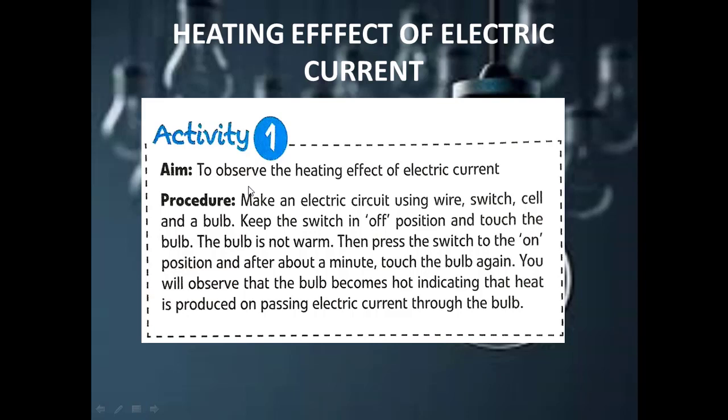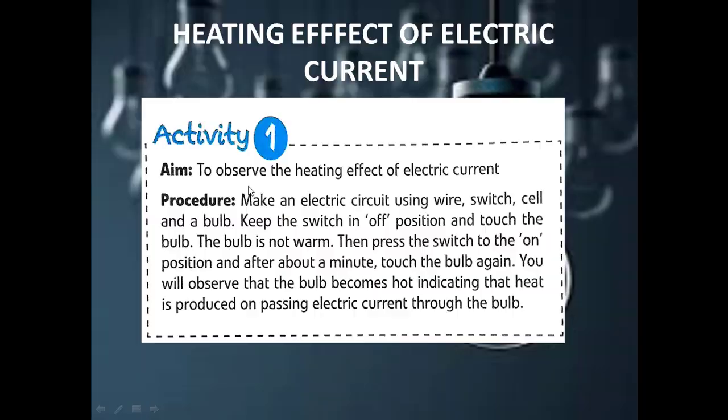Now you press the switch to on position. So what happens? As per our concept, when you press the switch, the circuit gets completed and the current will flow using the source, that is the cell. Allow the bulb to glow for about a minute or two. After that, touch and observe the bulb. Definitely the bulb will be hot. You will observe that the bulb has become hot. This indicates that heat is produced on passing electric current through the bulb.